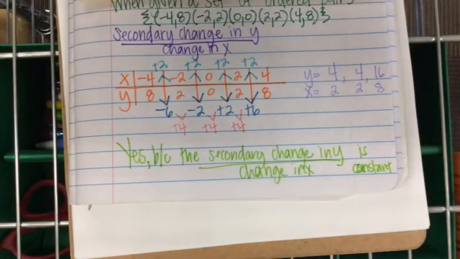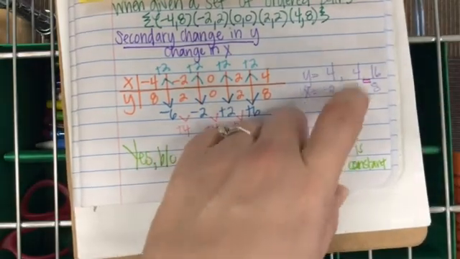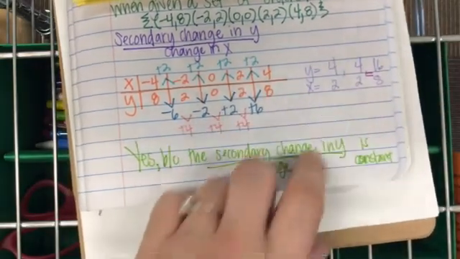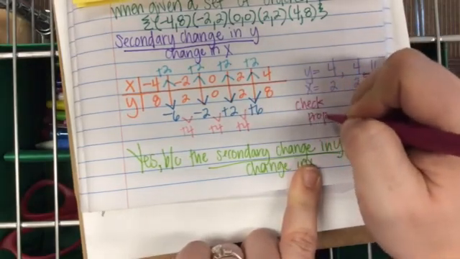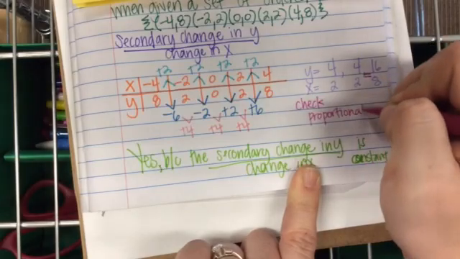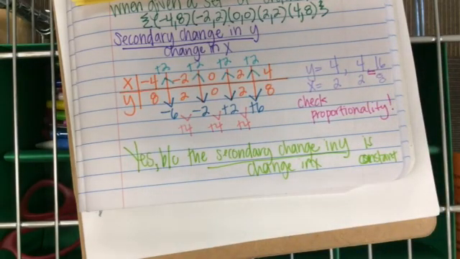Cannon, why? Yeah, because 4 over 2 is equal to 16 over 8, correct? Because they're proportional. Check your proportionality. Don't go on autopilot.